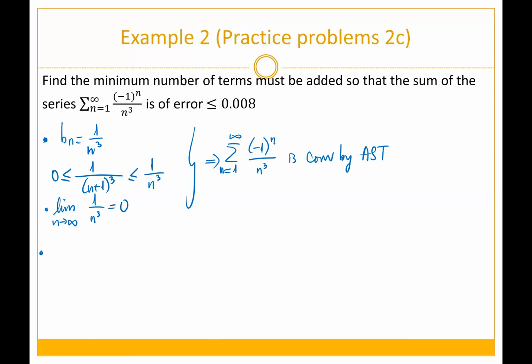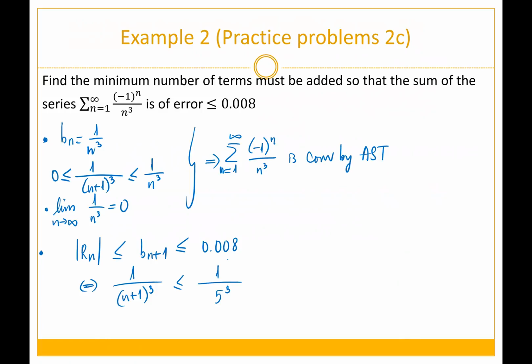Now we use the alternating series estimation theorem. It's saying if you have a convergent alternating series, then the error is going to be smaller than or equal to the Bn plus 1 term. So this one has to be smaller than or equal to 0.008 based on what is given. The B of the n plus 1 term, which is 1 over n plus 1 cubed, is smaller than or equal to 1 over 5 cubed. So I'm just rewriting 0.008 as 1 over 5 cubed.